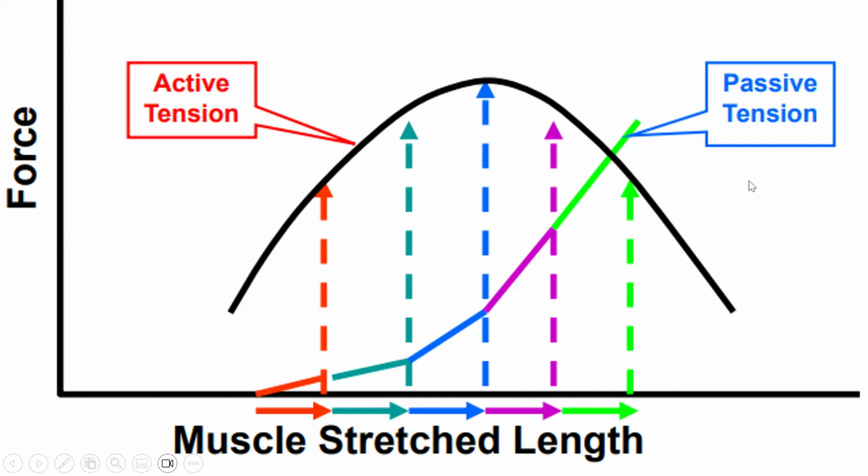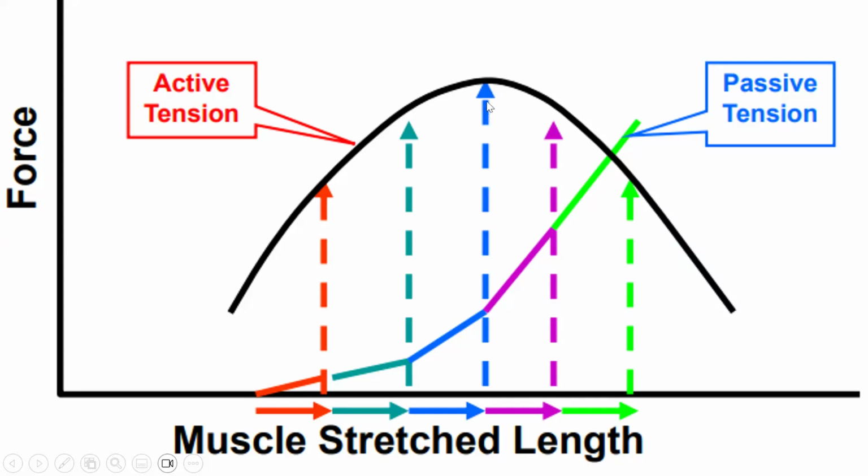Okay, now for the passive tension. Passive tension, again, is the tension or the force being generated when you are stretching the muscle. That definitely means that when you increase the length of the muscle by stretching it, you will have more passive tension. And that's why as you stretch the muscle or as you increase the length of it, the passive tension increases.